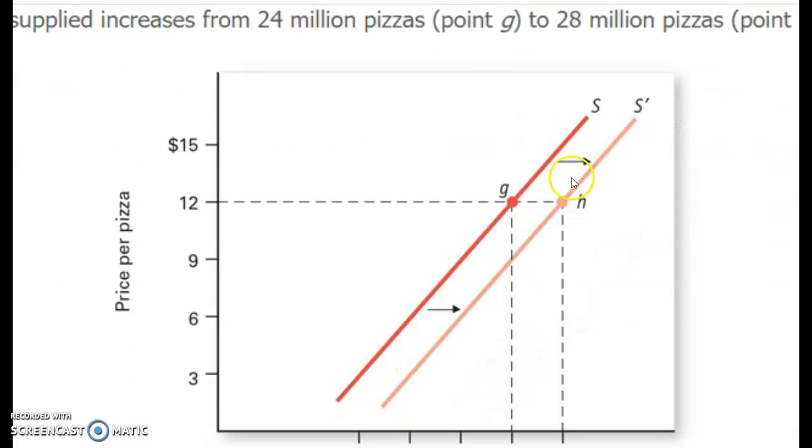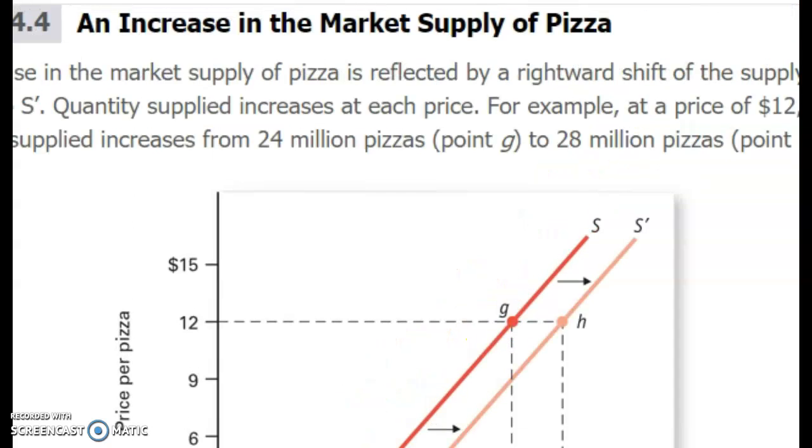Same idea, two parallel lines. Now what causes a shift so you make a new parallel line to the original supply. So what causes the rightward shift in supply curves is the quantity supplied increases at each price. So for example, at the price of $12, the quantity supplied increased from 24 at G to 28 million pizzas at H.